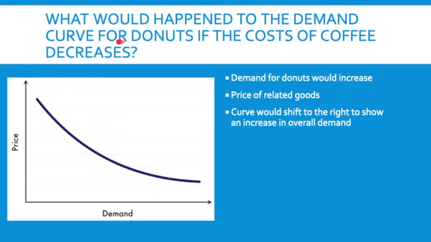But this line is now representing donuts. So what would the demand curve for donuts be? Well, at all these different prices, people will buy more donuts because coffee became cheaper and they complement each other. You want to have a donut with your coffee. So this line would shift to the right, because the price of a related good, a complement, has gone down.